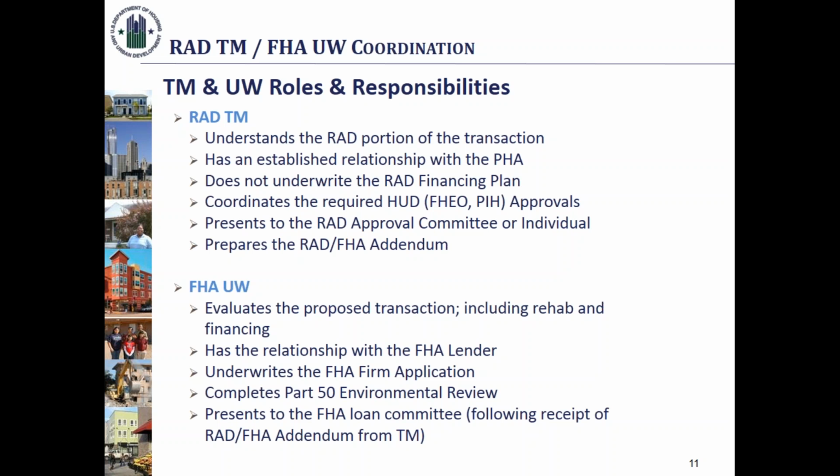The FHA underwriter evaluates the FHA application just the way they evaluate any other application, looking at rehab needs, financing, credit, everything else you guys look at, which is extensive, I know. You have the relationship with the FHA lender. There shouldn't be any need for the RAD TM to be talking to the FHA lender. You underwrite, this is kind of a repeat, the FHA firm application. Important to note, you complete the Part 50 environmental review. The FHA production staff always does that for the FHA firm when it's a RAD deal or when it's not a RAD deal. It doesn't matter. That's up to FHA. And then, of course, you present to the FHA loan committee, assuming that the deal has already been presented to the RAD loan committee.